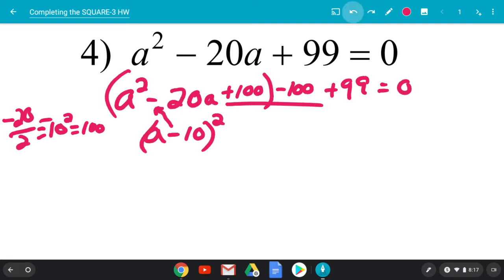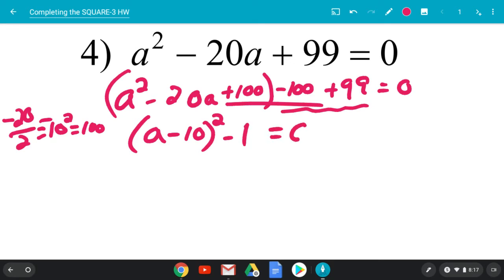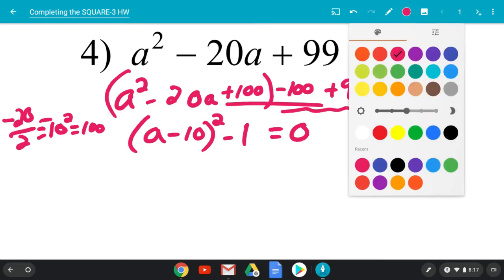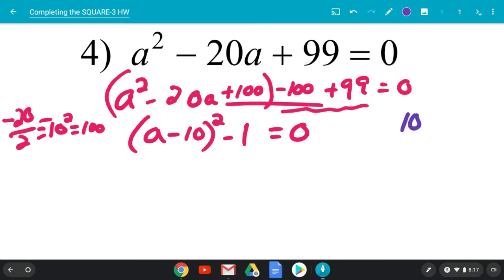Remember, the sign is right there in the middle. And then combine like terms on the outside to be minus 1 equals 0. Now that's vertex form. I can see my vertex quickly is going to be 10, negative 1. That'll be my vertex. Now I want to continue on and solve.